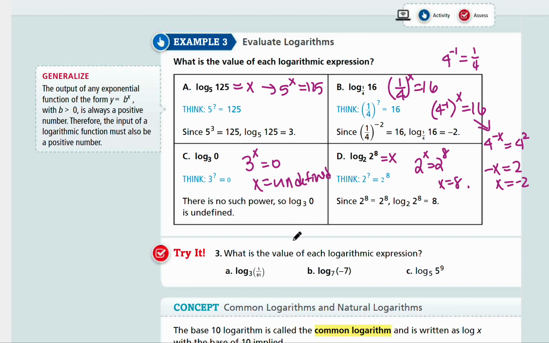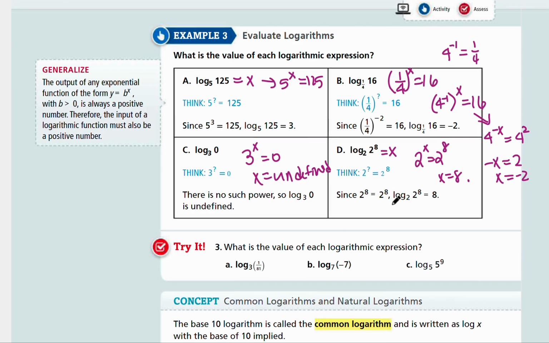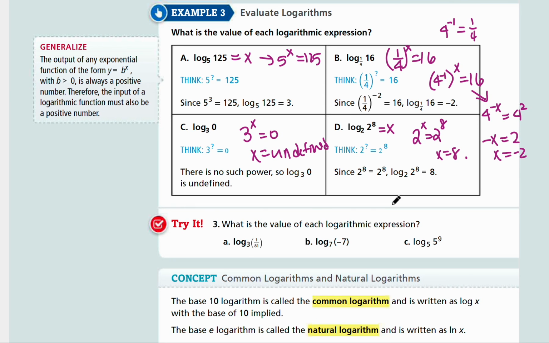Okay, so let's look at try number 3. What's the value of each log expression? Pause the video, see if you can solve by yourself. Come back when you're ready for answers.